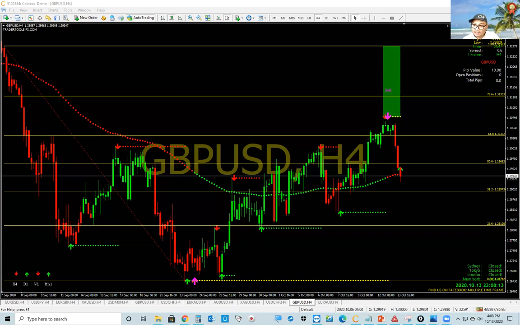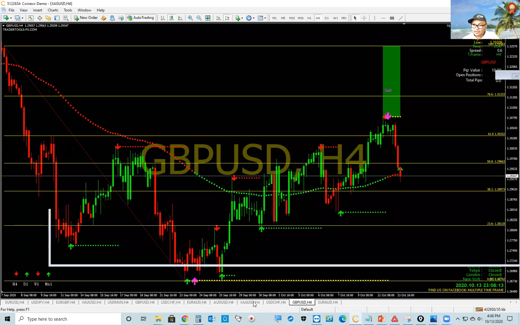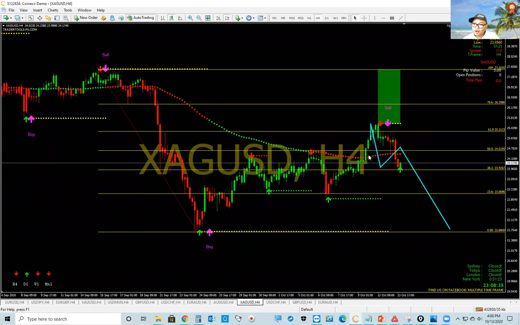Let me give you an overview of what I did the other day, on Sunday. Look here. I think it was silver, if I'm not mistaken. Look at what I predicted on silver. Perfect hit, guys. This is using Fibonacci.